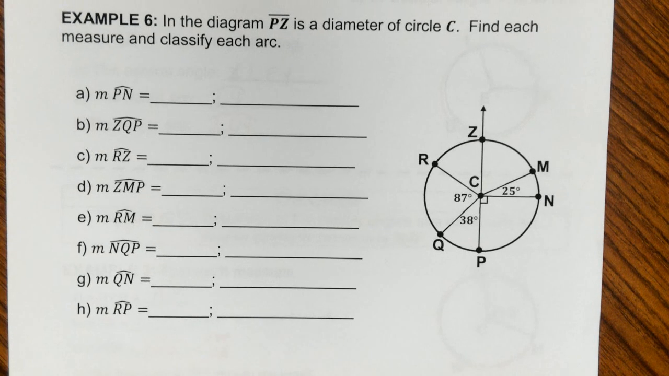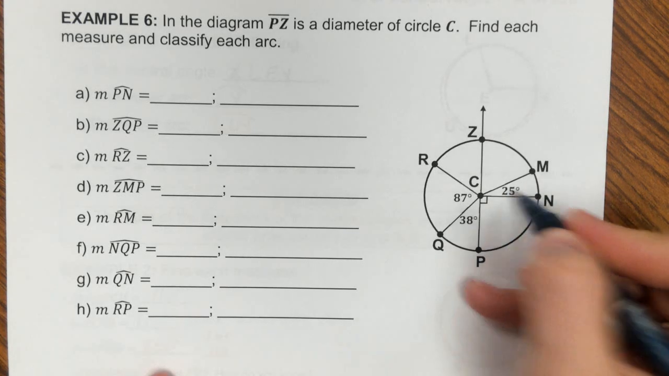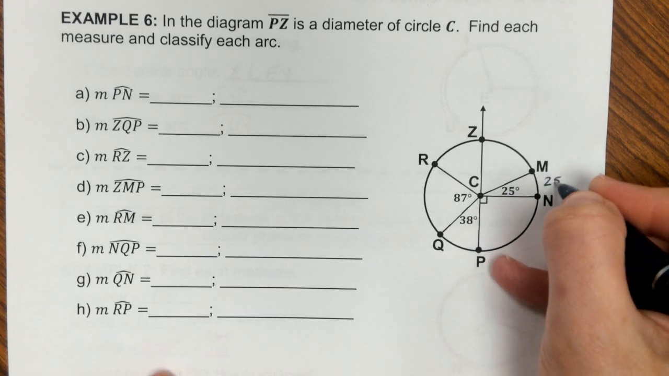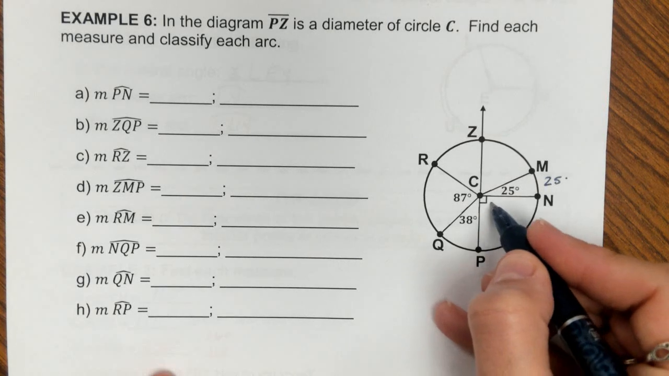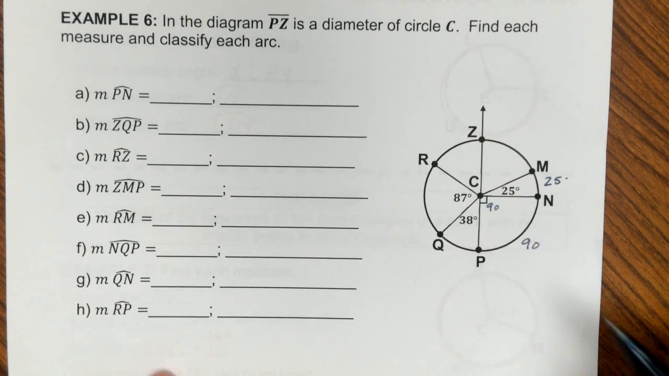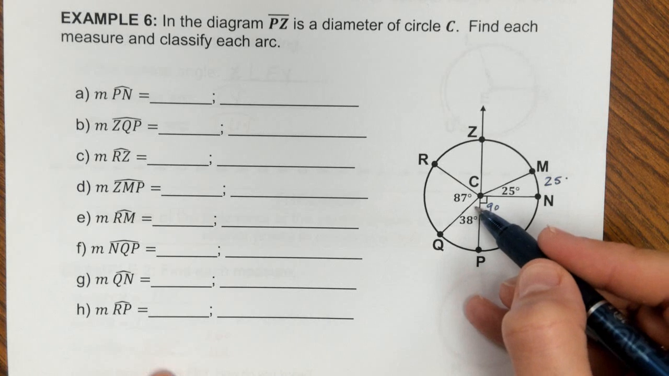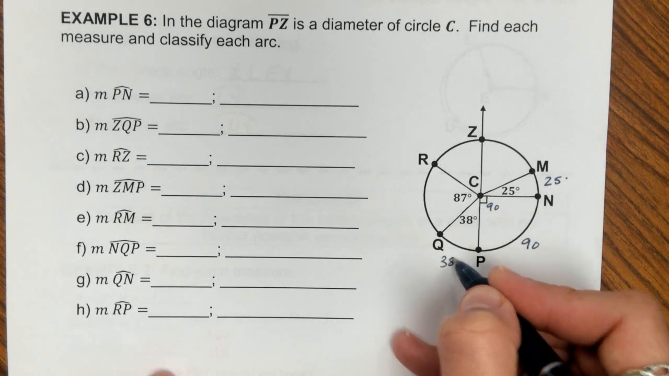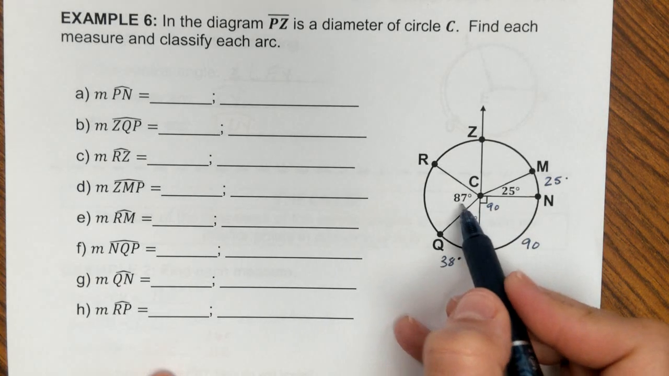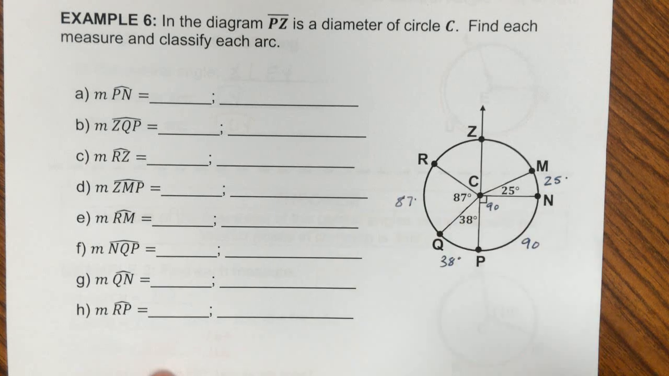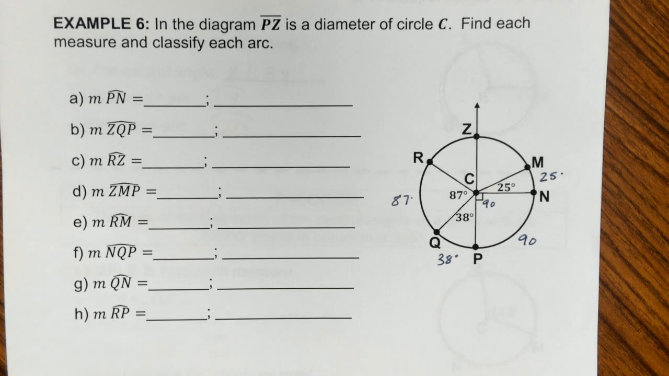Okay, so now that you're done doing it on your own, I'm going to label here my central angles. Here's 25 degrees, so I know my arc is 25 degrees. Here I've got 90, so a 90 corresponding arc. This central angle is 38 degrees, so the corresponding arc is 38. Here we have 87, so here we have 87 degrees. That's all we have right now, so let's take a look at what we have.